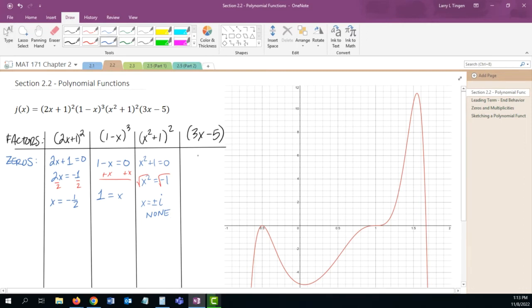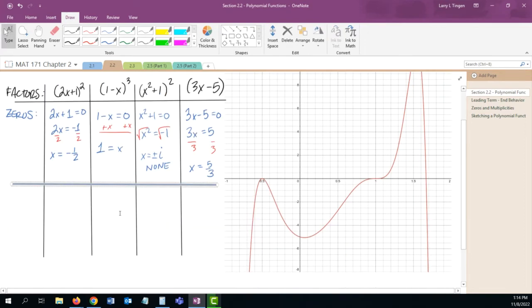And then the last one over there, 3x minus 5. Set it equal to 0 and solve. Add 5 to both sides. Divide by 3. And we're going to find out x is 5/3. All right, so I have found the zeros, if they have them.